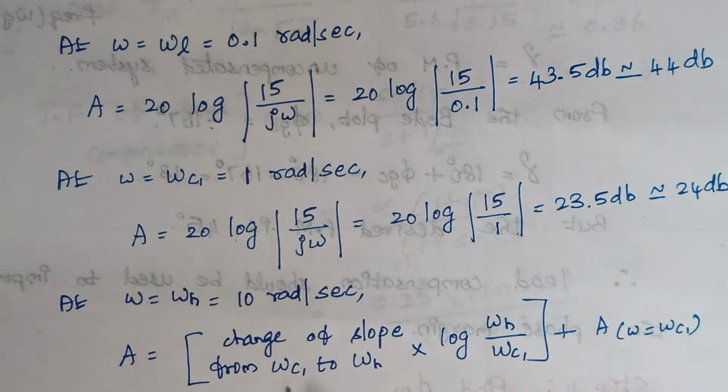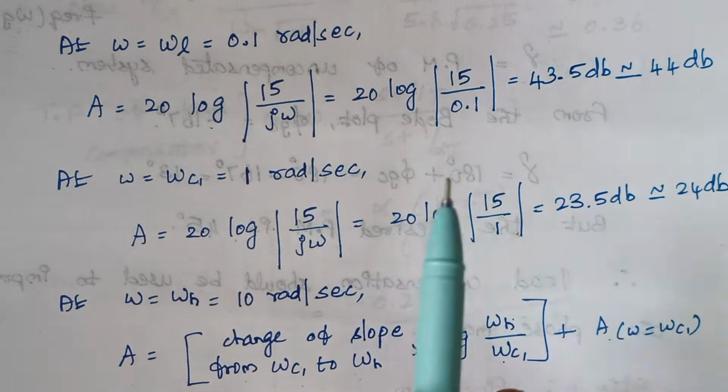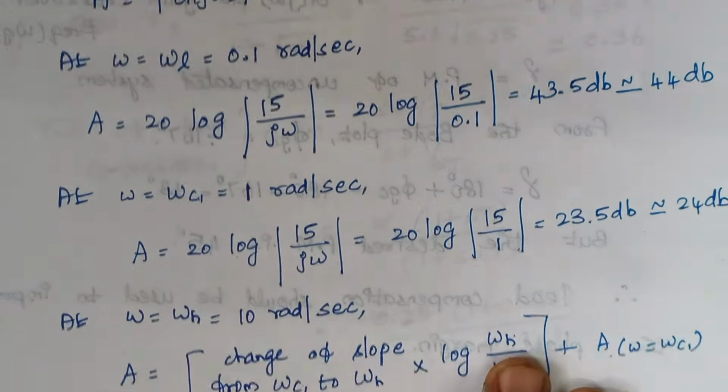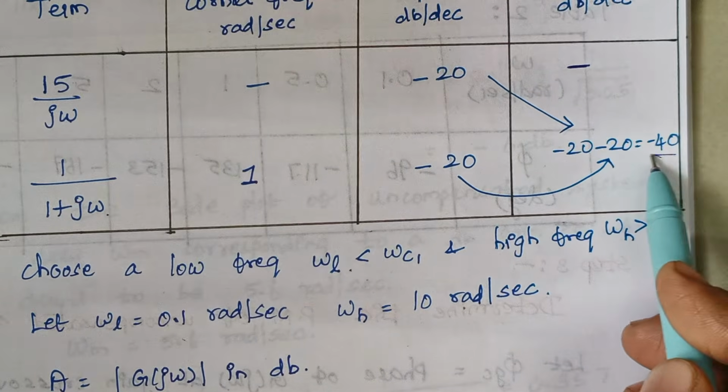And the next thing is at omega equal to omega h. The formula is change of slope from omega c1 to omega h into log of omega h by omega c1 plus the value of A when omega equal to omega c1, right? So here what is the change of slope? Here you see I am having this minus 40, right?